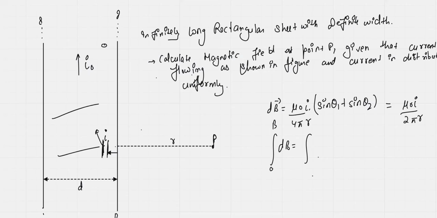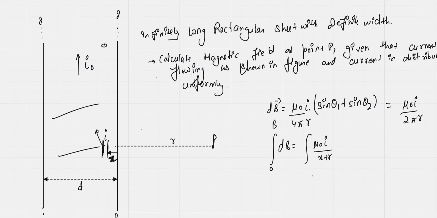μ₀I divided by 2πr. So what is the distance? If I'm saying this is x distance, what is the total distance? r plus x. This becomes r plus x. Now, this I is also a variable, we don't know about this. So what I have to do is represent this I in the form of dx.